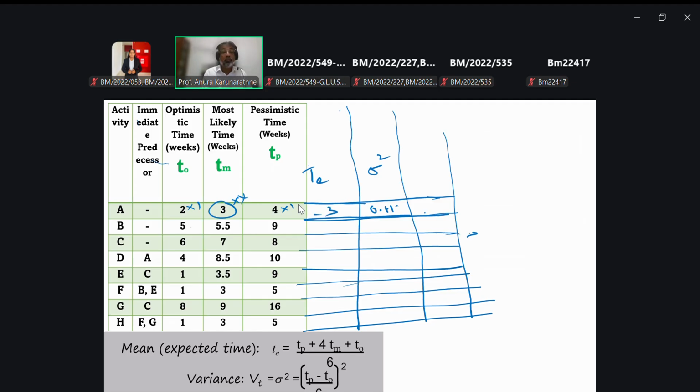Next one, 5.5 into 4. That is 2 plus 5 and 9. Then divide by 6. Answer is 6. So yeah, this answer is 6.